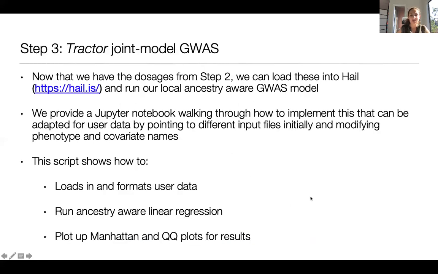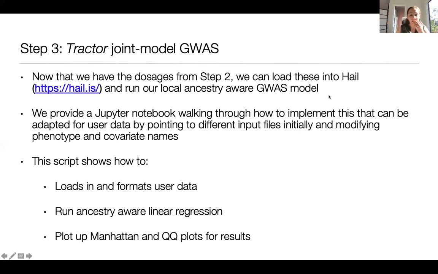All right, so our ancestry dosage output can now be used in our local ancestry aware GWAS model. The recommended implementation of the Tractor joint analysis model uses the free scalable software framework Hail. Hail can be run locally or on the cloud. I'm going to be showing a cloud implementation here.